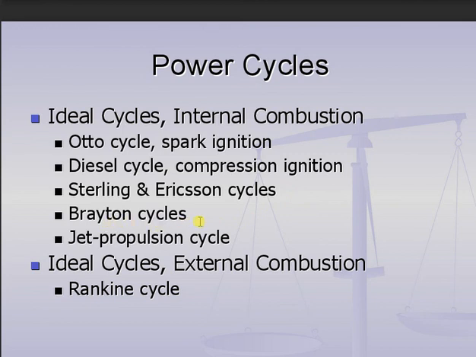Brayton cycles are also known as gas turbine cycles, and Brayton cycles have a lot of use in modern days. Then there are jet propulsion cycles. All of Otto, diesel, Stirling, Brayton and jet propulsion cycles include internal combustion. And the ideal cycle in which external combustion exists is the Rankine cycle. We are not going to talk much about Rankine.